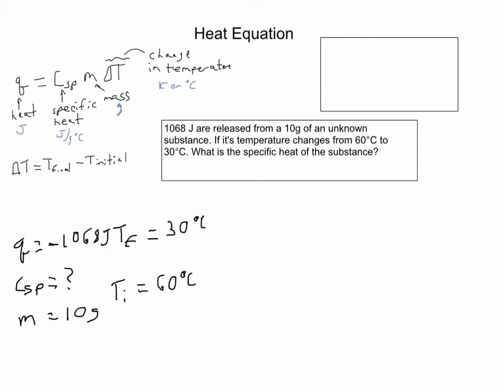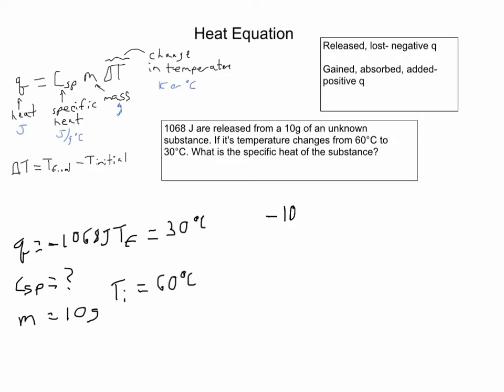And the starting temperature is 60 degrees Celsius. And just as a side note, words such as released, lost, those mean a negative Q, because heat was lost. If you have words like gained, or absorbed, or added, you have a positive Q, because energy was added to your substance. So back to the problem, we'll plug in the numbers.